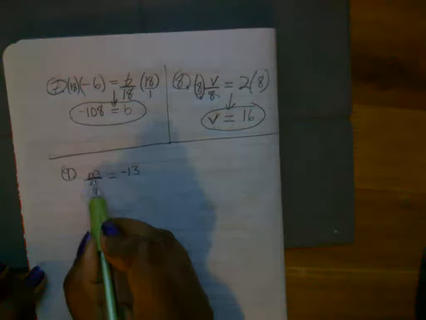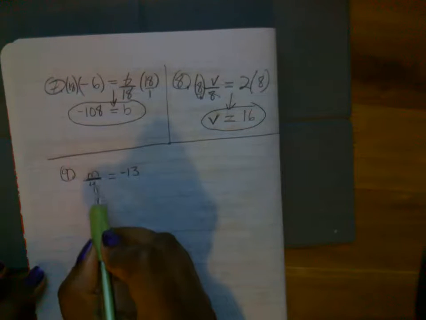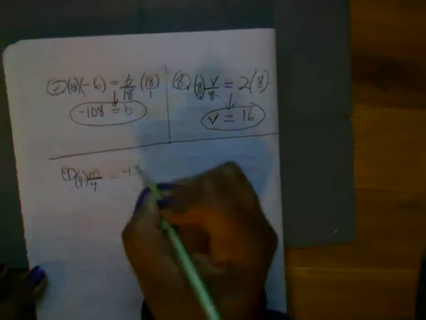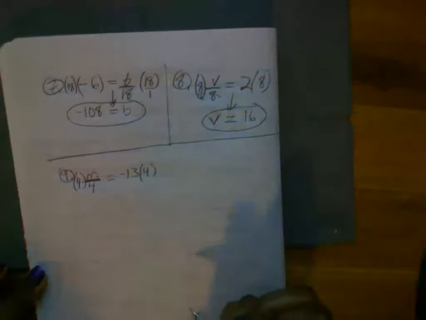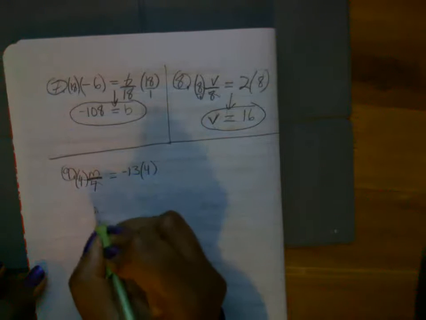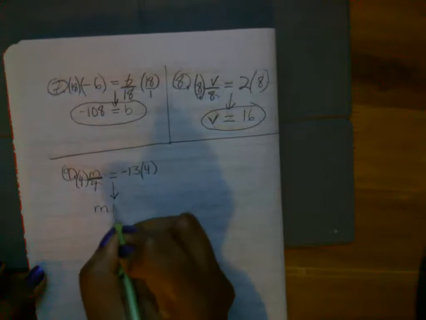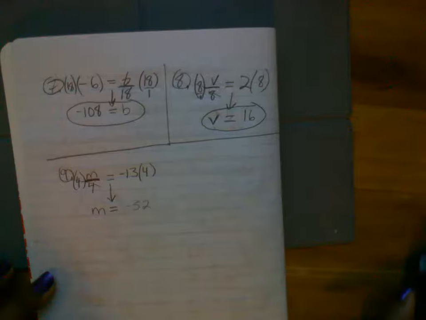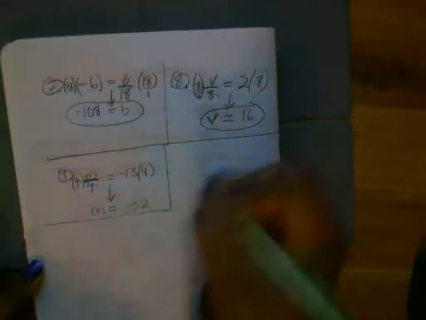In order to get m by itself, to find an answer for m, the opposite of division is multiplication. So we have to multiply by 4 on both sides. This cancels out, and I'm left with just the m. Bring down my equal sign. What is negative 13 times 4? Negative 52.